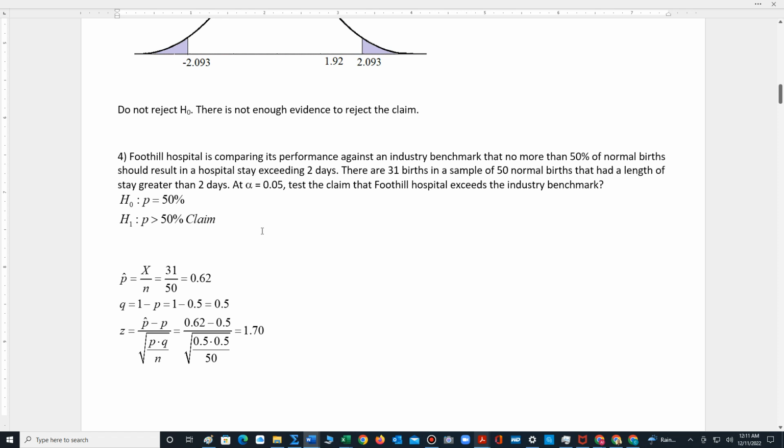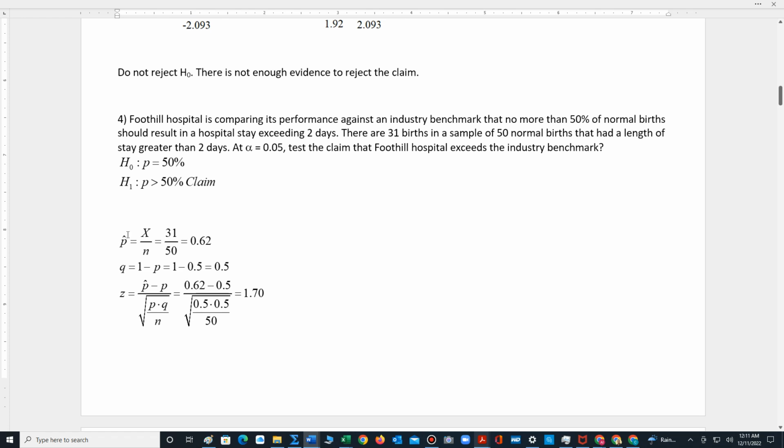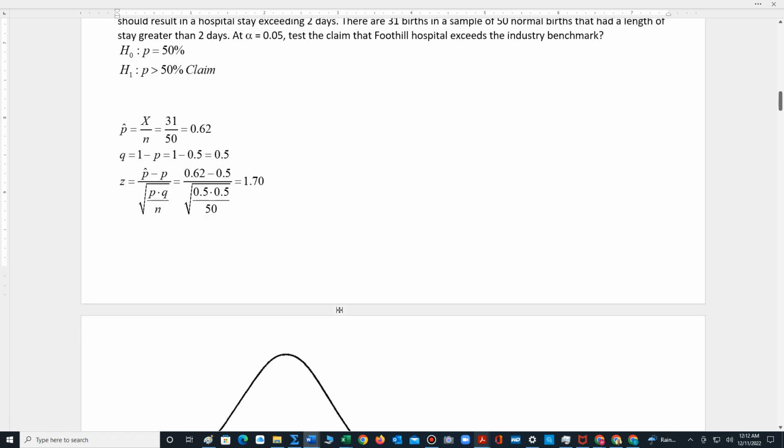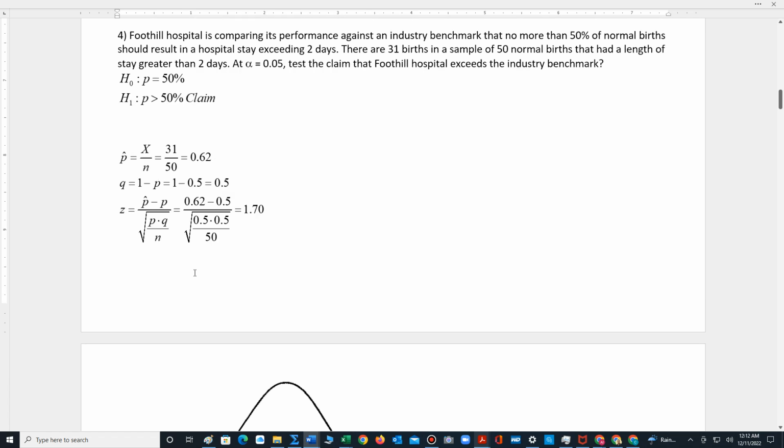So here we're testing for proportions. The claim is that the population proportion p is greater than 50%. That's H sub 1. H naught is that p is 50%. We have to calculate the sample proportion x over n, so 31 out of 50, 0.62. We compute q. q is 1 minus p. p is 0.5, so 1 minus 0.5 is 0.5. And this is a z-test. Whenever we test for proportions, it's always a z-test.